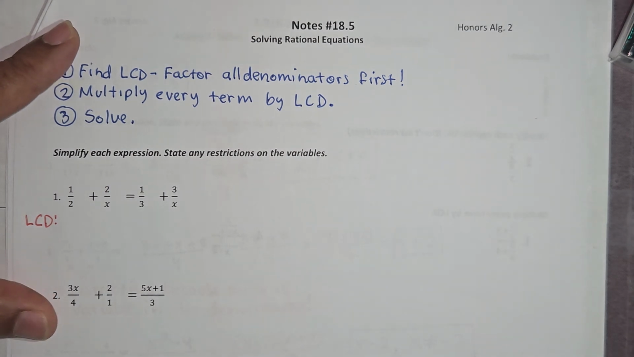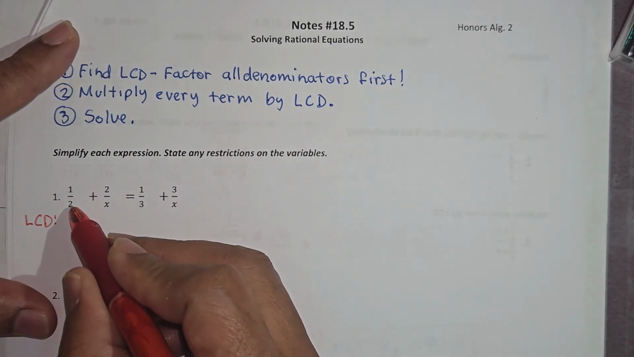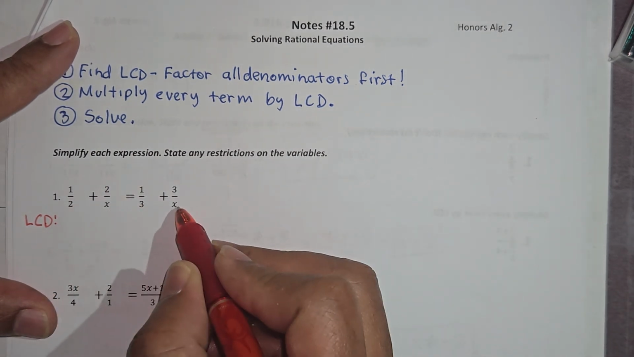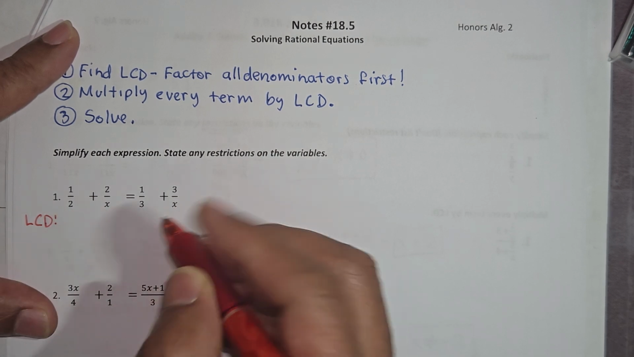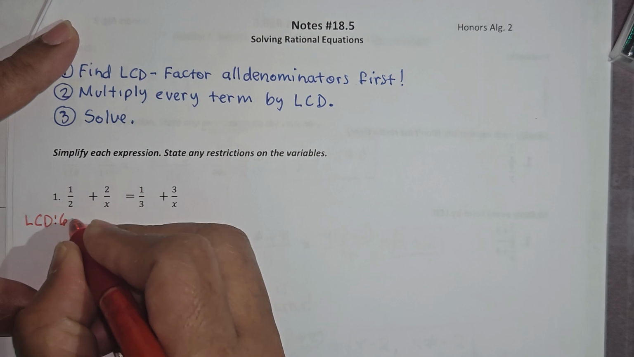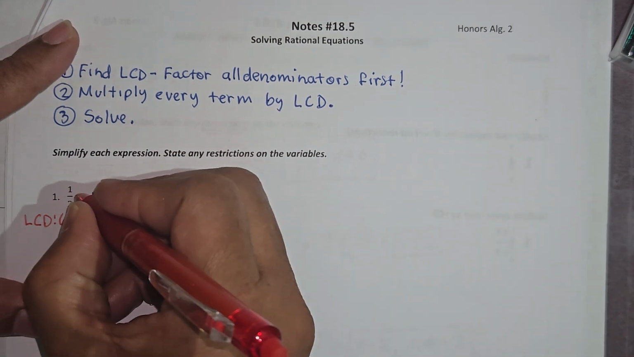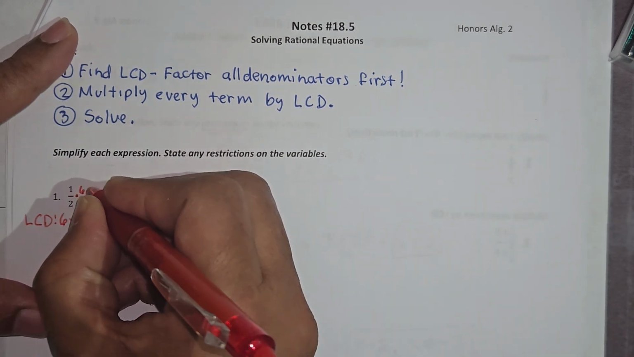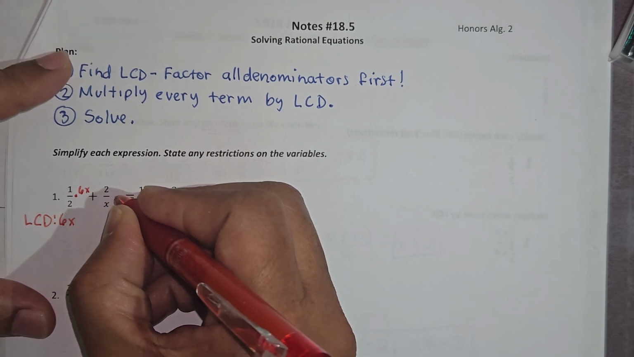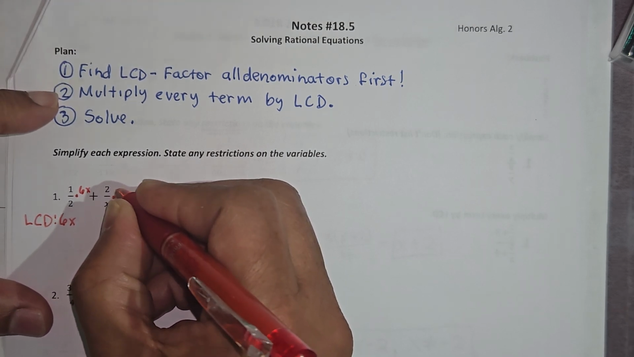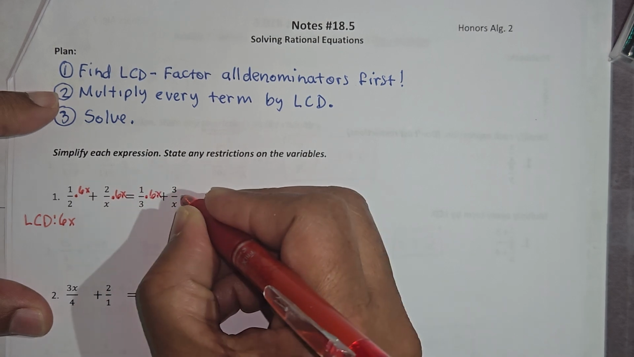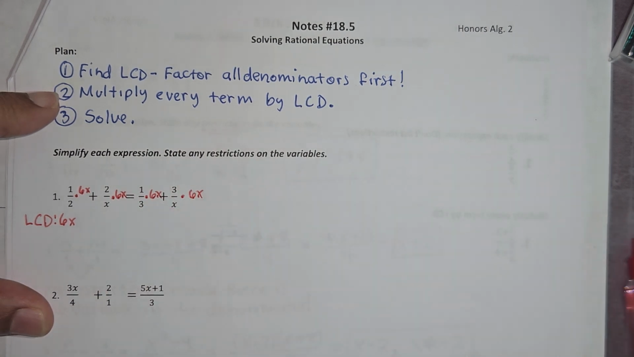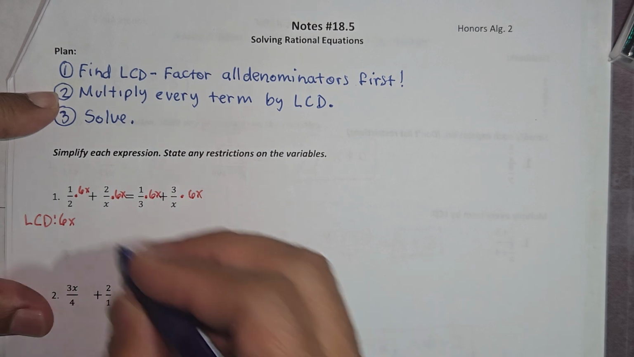Okay. So the first step is we see that this is a 2, that's x, 3, and x. So we just multiply together 2 times 3 times x, which means the LCD is 6x, which means I'm going to multiply each term by the LCD. That's step number two. So multiply this by 6x, multiply this one by 6x, and this one by 6x. Okay, then simplify if possible.